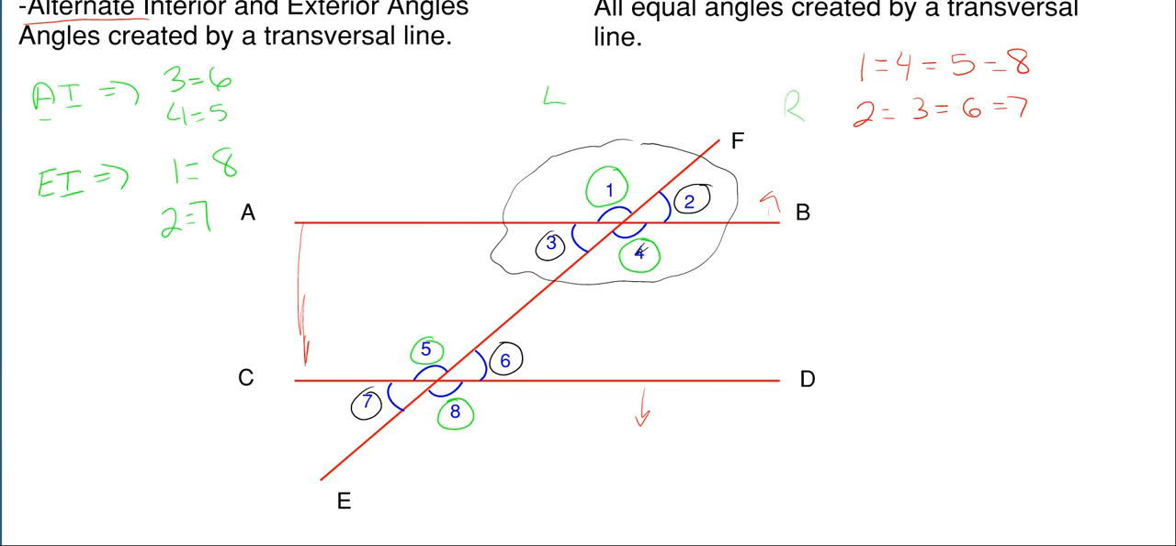And I said that these were opposite angles. Well, remember, you can call them vertical angles as well. Same thing. But that's what really happens when you have parallel lines with a transversal line. You get a lot of angles being equal to one another. And it makes things much easier to solve if you know this definition here.